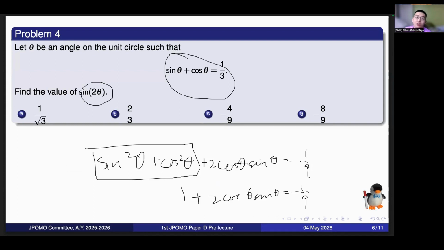Yes, that's correct. So according to Jacob, what he said was that we have 1 plus sine 2 theta equals 1/9, which basically gives us minus 8/9 as our answer. So the answer is letter D.